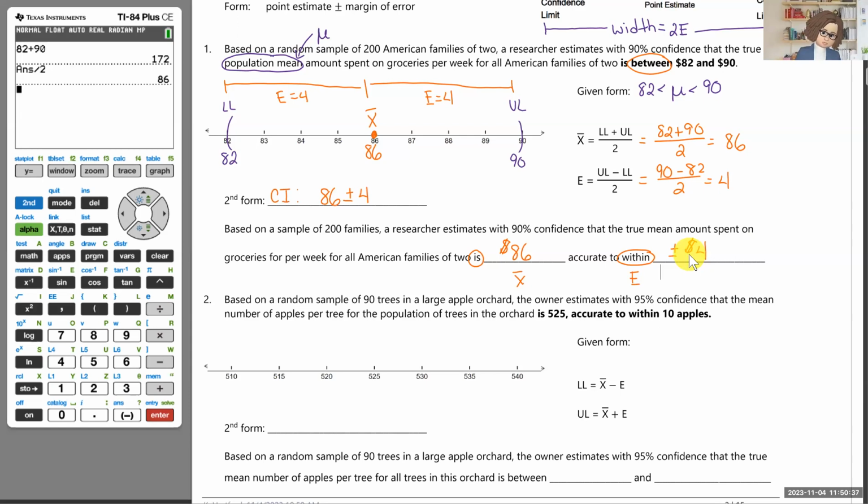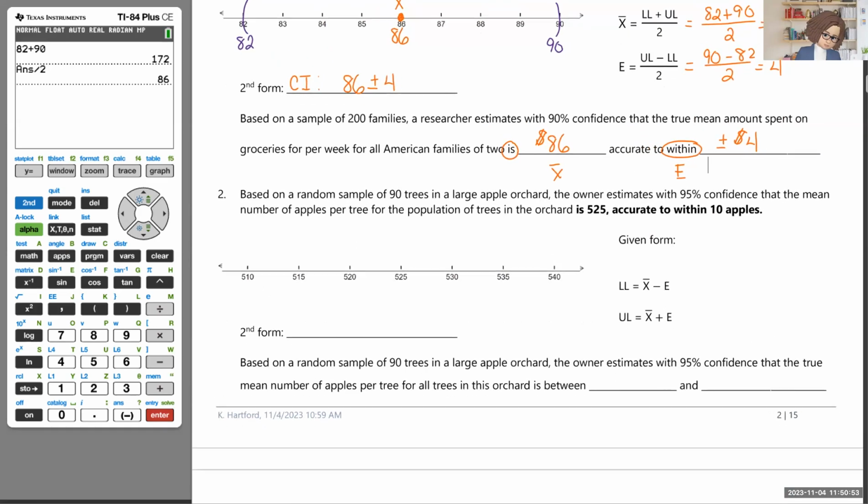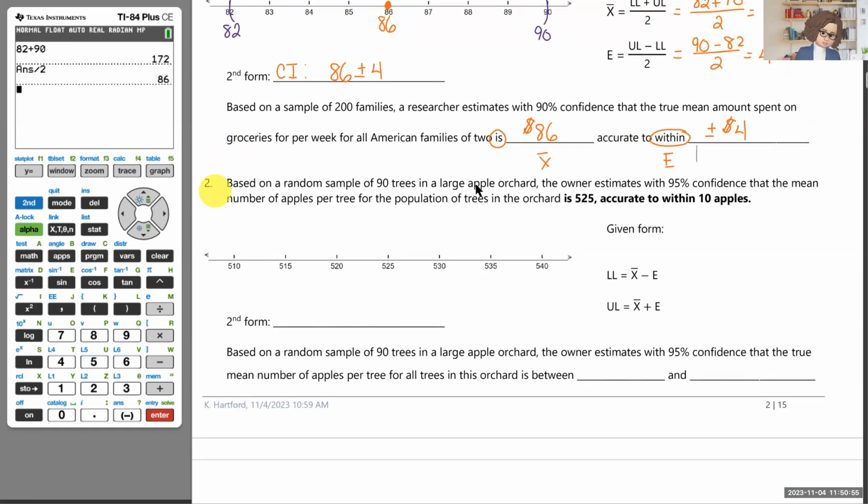All right, let's see if we can go the other direction. So if you're given this form, how do we get back to the other form? All right, so a new example though. So let's take a look at number 2. Okay, so based on a random sample of 90 trees in a large apple orchard, the owner estimates with 95% confidence that the mean number of apples per tree for the population of trees in the orchard is 525, accurate to within 10 apples.